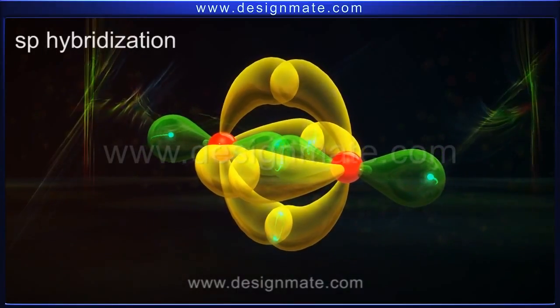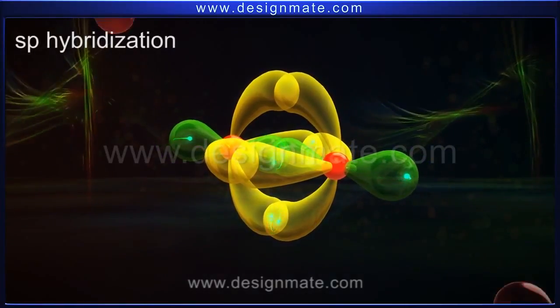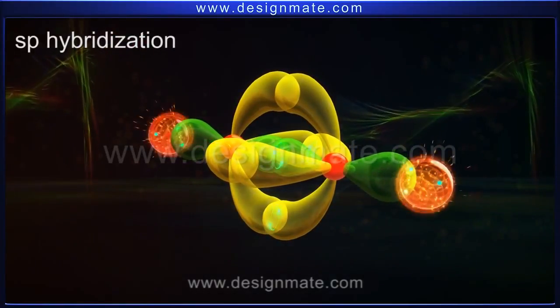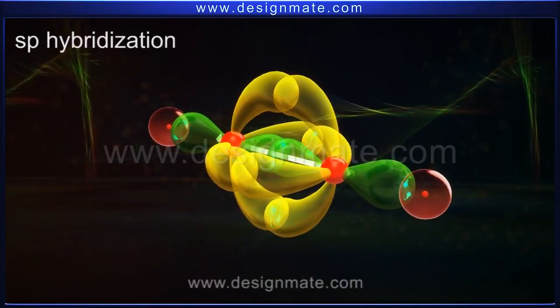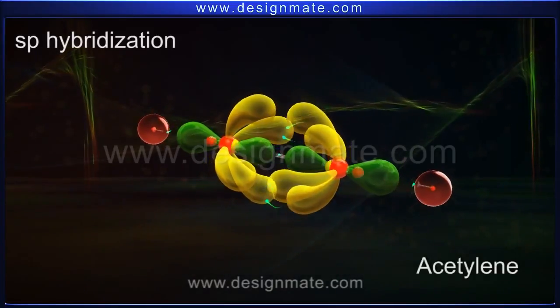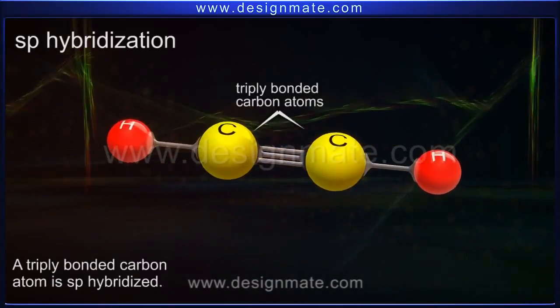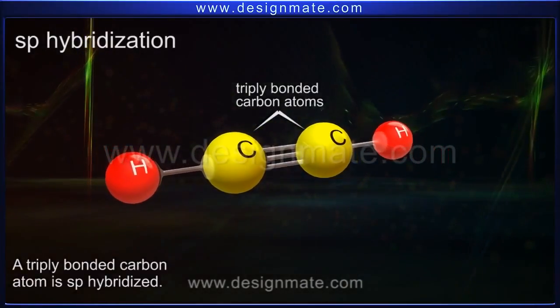The 4th valency of each of the carbon atoms is satisfied by 2 1s orbitals of hydrogen, which also make sigma bonds along the internuclear axis, and an acetylene molecule is formed. A carbon atom with a triple bond is thus sp hybridized.